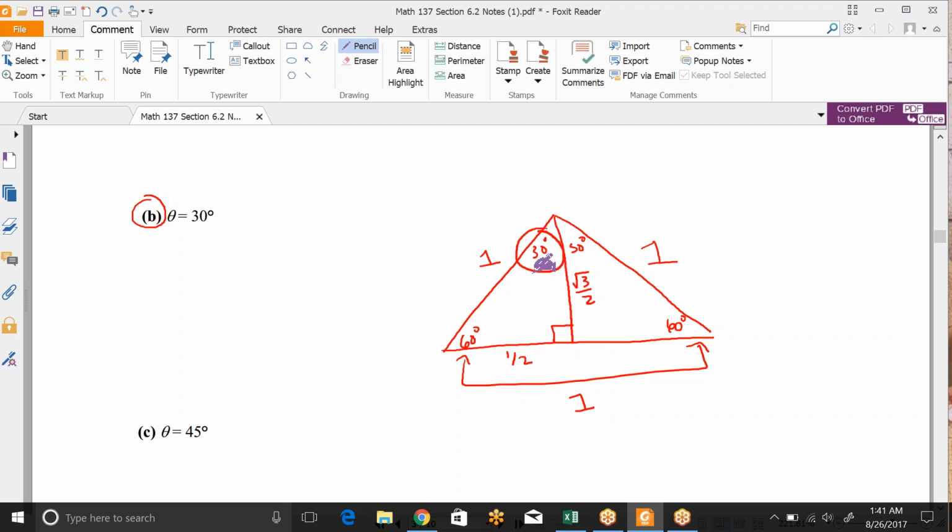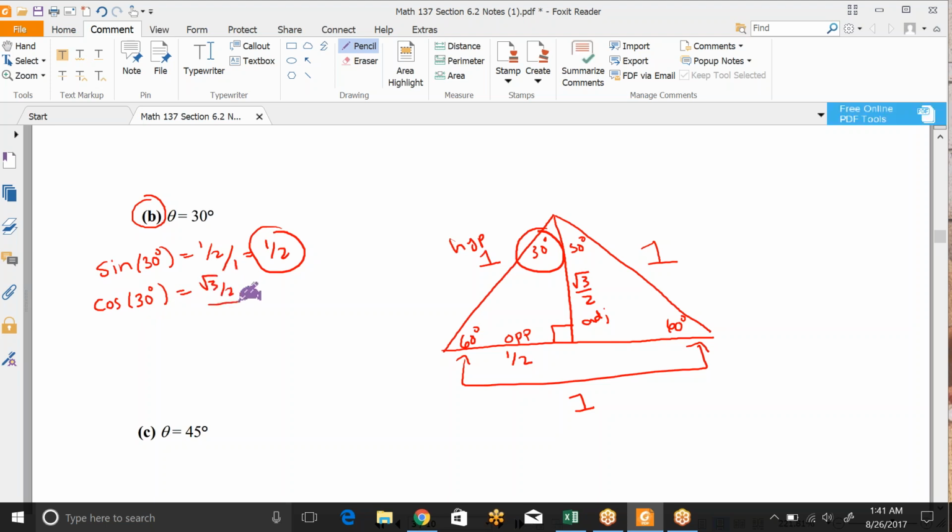But now we're looking at a reference angle of 30. So this would be opposite, this would be adjacent, and this is still the height of that triangle. So sine of 30 degrees is opposite over hypotenuse. So that is 1/2 over 1, which is just 1/2. Cosine of 30 degrees is adjacent over hypotenuse. So that's square root of 3 over 2 all over 1. So that's just square root of 3 over 2.